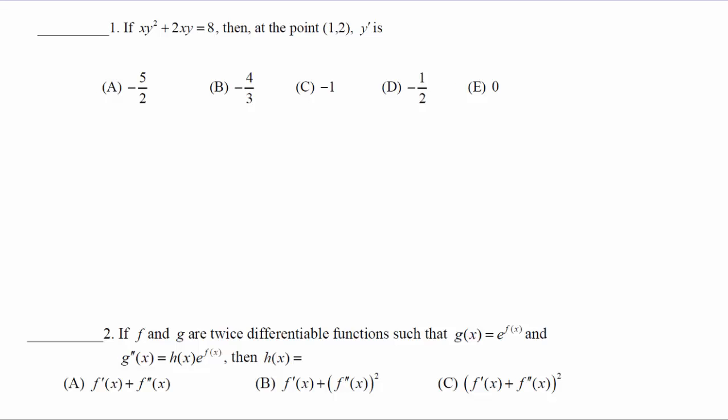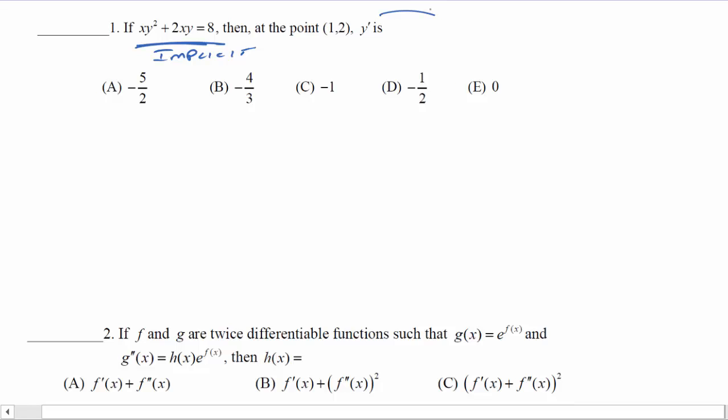Okay, so let's go through the multiple choice portion of the AP packet number 3. Number 1, it's a no calculator question, and it says, if this implicit function, and it's really important to identify that this is an implicit function, then at the point 1 comma 2, y prime is what?